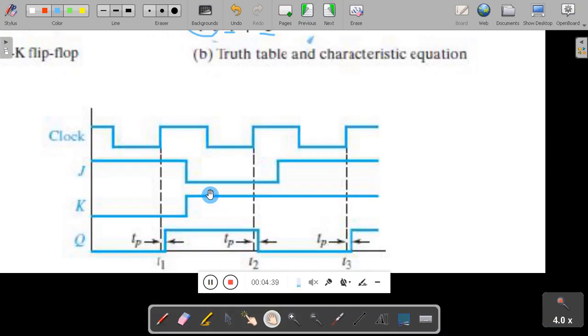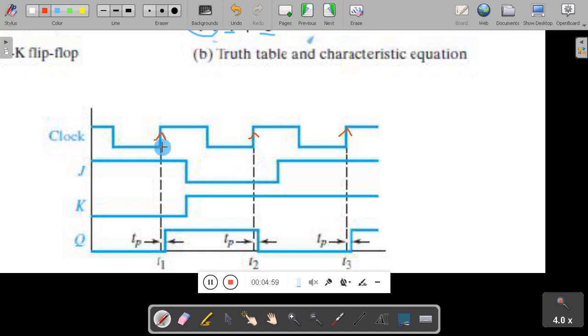So this is the timing diagram. Here you can see the clock signal. The clock is a positive edge triggered signal. This is the positive edge of the clock. Positive edge triggered means during the positive edge of the clock, the output of the flip-flop will change.